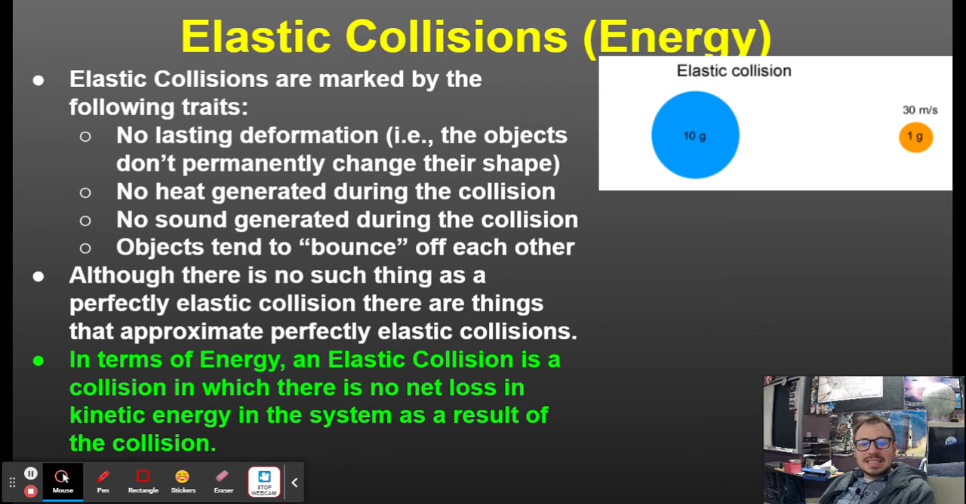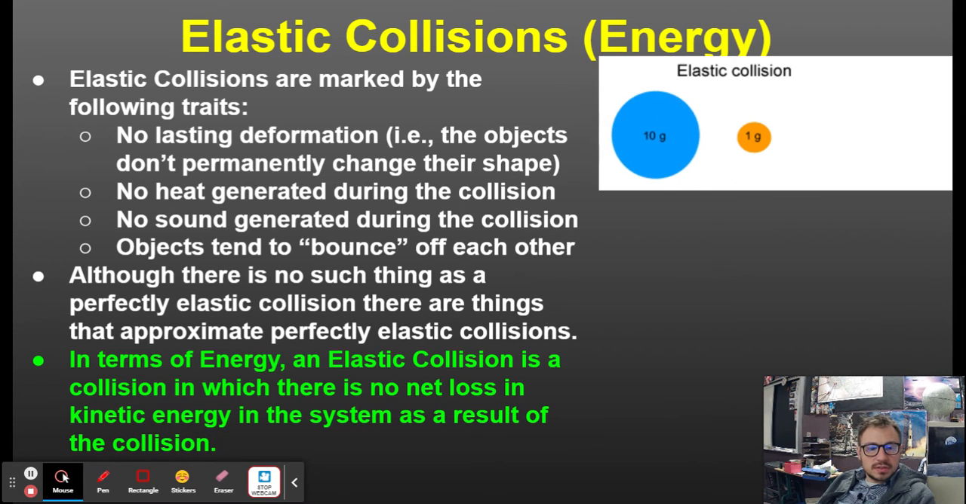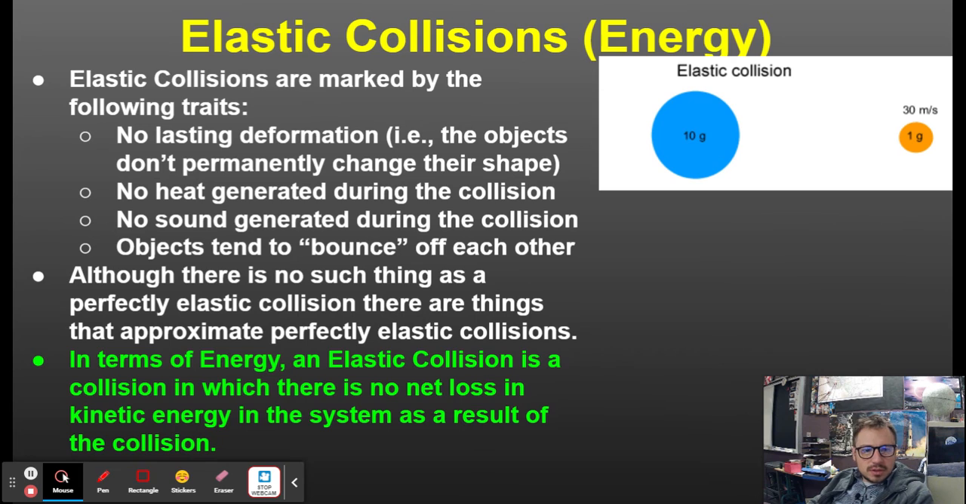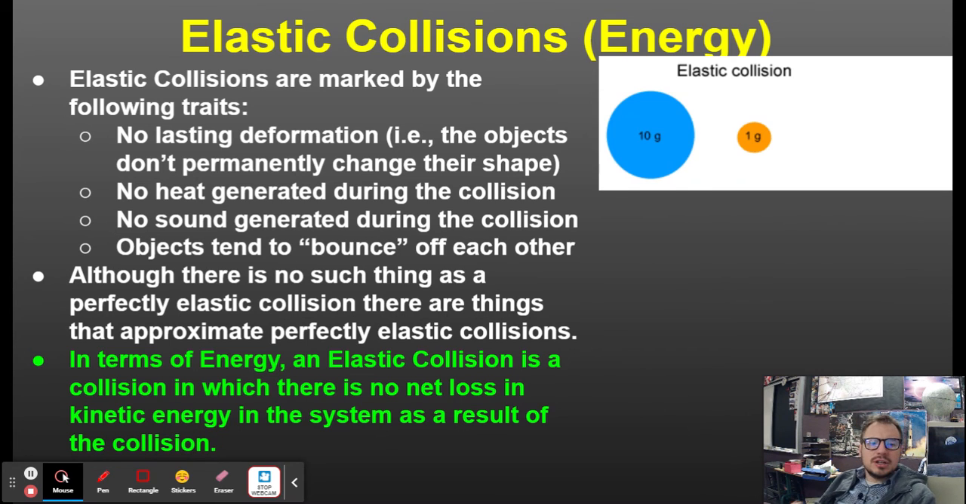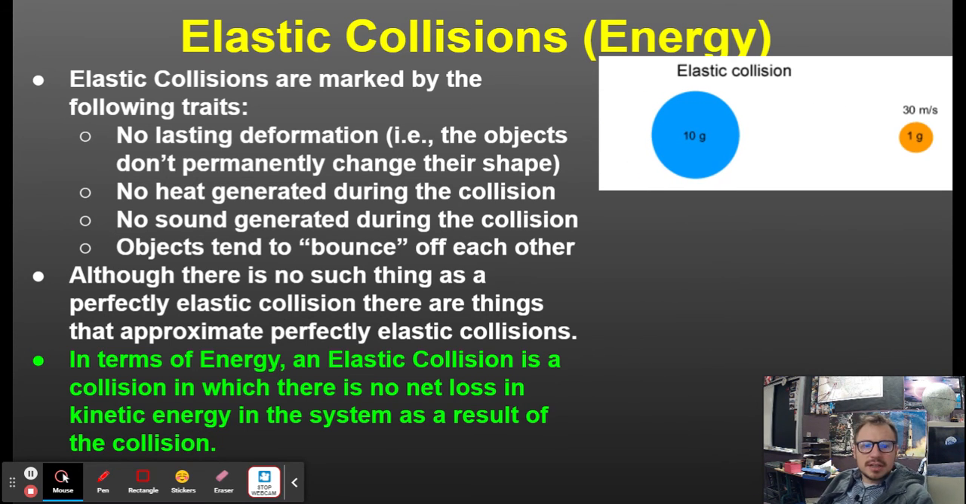So let's look at elastic collision in terms of energy. In terms of energy, an elastic collision is a collision in which there is no net loss in kinetic energy in the system as a result of the collision. Think about when they collide. There's no energy loss to heat, no energy loss to sound. It's all just transferred from one object to another, right? It's all kinetic energy to kinetic energy before and after that collision.